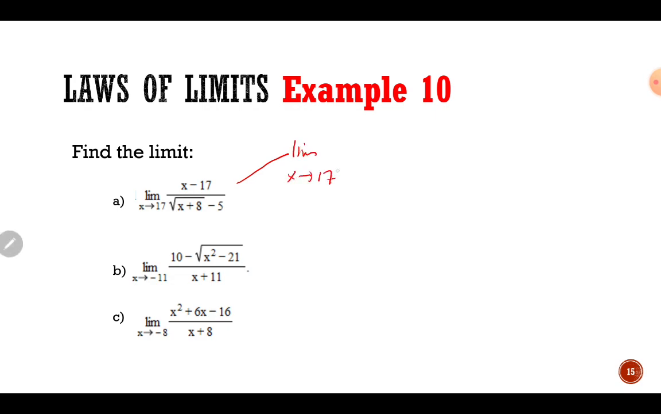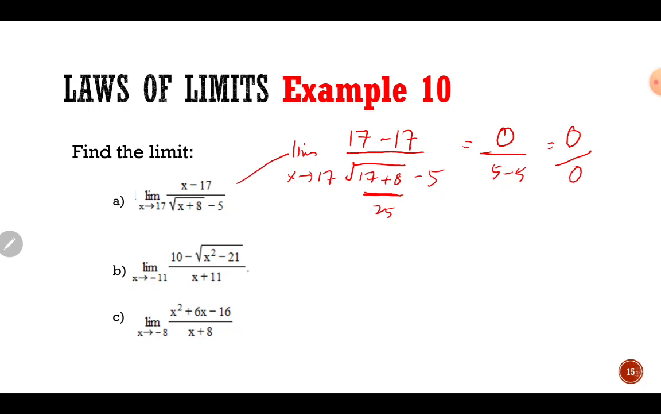Tengok apa jadi. Okay, so bila you masukkan value, x tu gantikan dengan 17. So we're going to have 17 minus 17 over root of 17 plus 8 minus 5. Kan? So we will get, dapat ni, 17 tolak 17, 0. Root of 17 plus 8 ni 25. So root of 25 is 5 minus 5, 0. So we get 0 over 0.